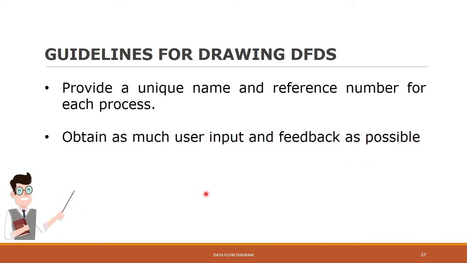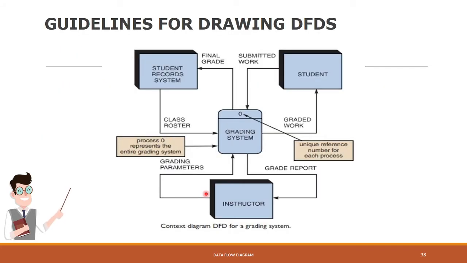Then next is to provide a unique name and a reference number for each process. Then obtain as much user input and feedback as possible. Your main objective is to ensure that the model is accurate, easy to understand, and meets the needs of each user. So here's an example of a context diagram.